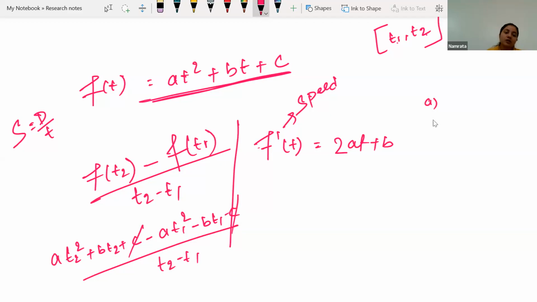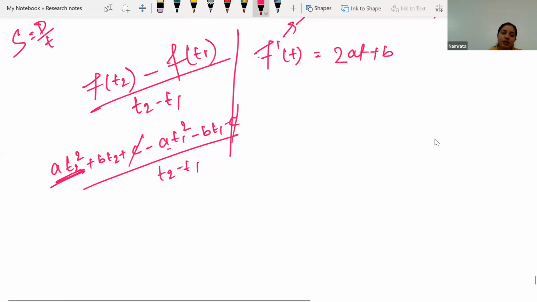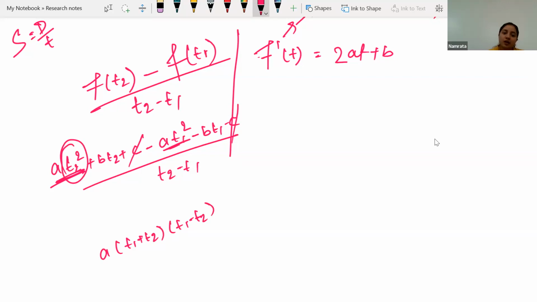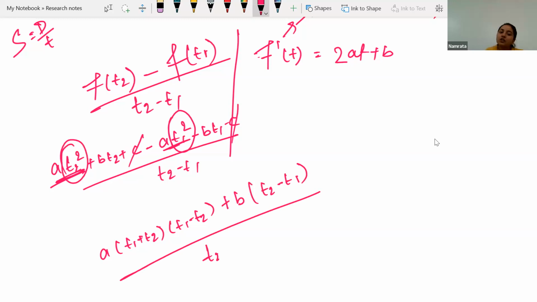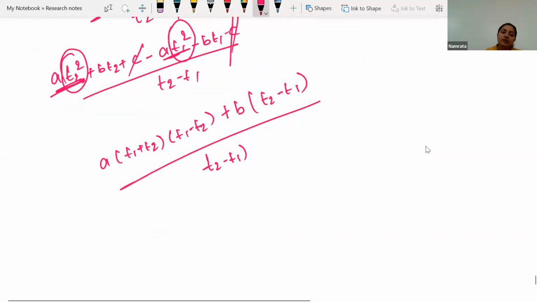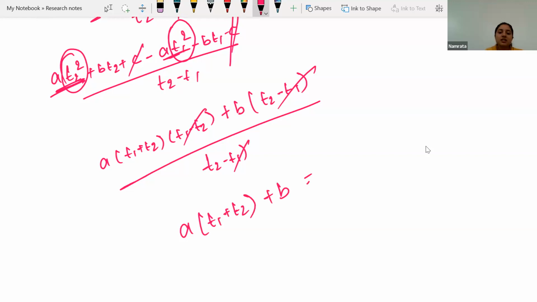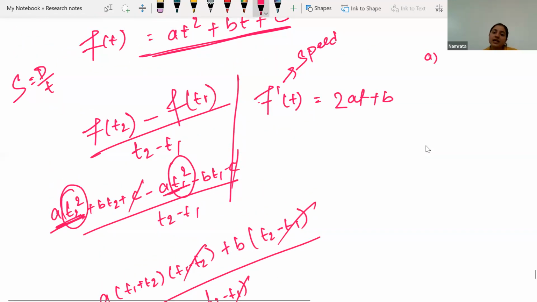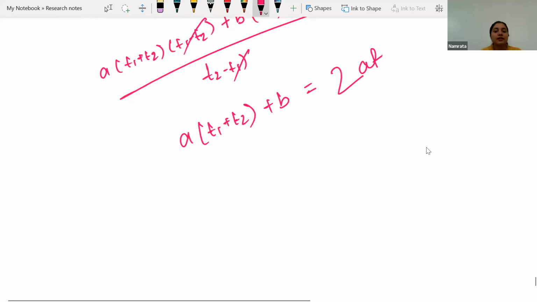This c and c are gone, and if we take a common from here and here, you can see we will be having t1 plus t2 in one bracket and t2 minus t1 in another bracket, because it looks like a square minus b square. If we take b common, we will be having t2 minus t1. The denominator t2 minus t1 is there. So eventually t2 minus t1 we will take common from the numerator and it will get cancelled out. We will be having a into t1 plus t2 plus b. That is equal to, this is also a speed, and on the other side also we have found the speed, that is 2at plus b.